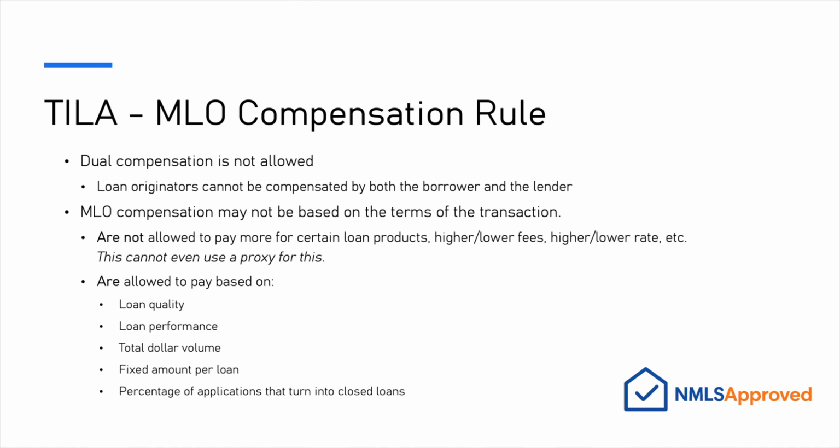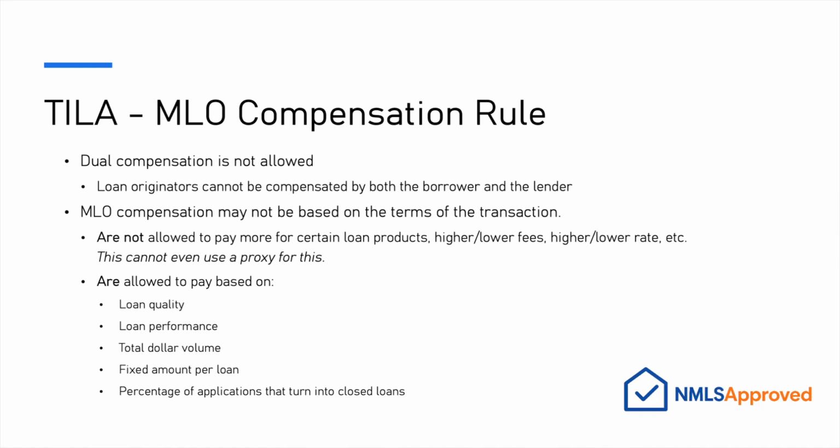Now, MLO compensation may also not be based on the terms of the transaction. That is the second part. The first part is no dual compensation. The second part is that MLO compensation may not be based on the terms of the transaction. So we are not allowed to pay more for certain loan products, higher or lower fees, higher or lower rate, anything like that. We couldn't say if it's a 15-year, we pay more than if it's a 30-year. You can't do that. And we cannot even use some sort of proxy for this, right? So if we knew that something was related to this, it's not allowed.